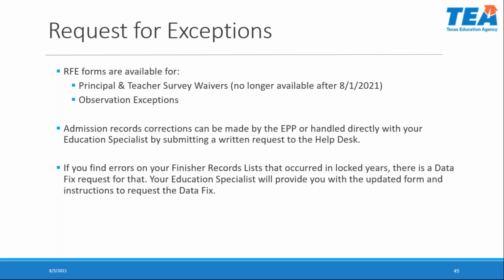If you find errors on your finisher records list that occurred in locked years, there is a data fix request for that. Your education specialist will provide you with the updated form and instructions to request the data fix. If you run into problems with folks who were never admitted and now are not showing up on your finisher records list, you can submit a data fix request to TEA via the help desk. There's a form for that as well.